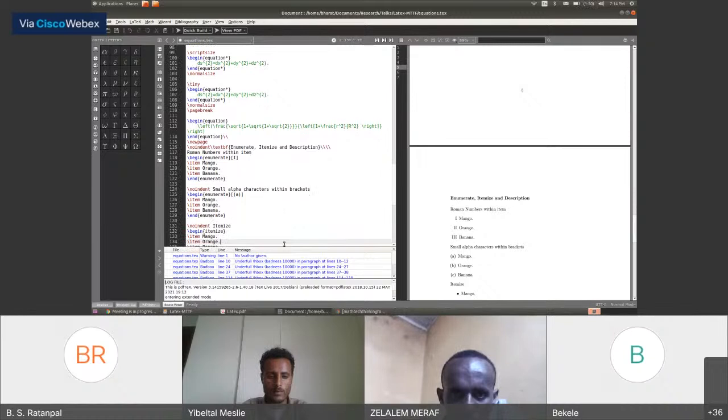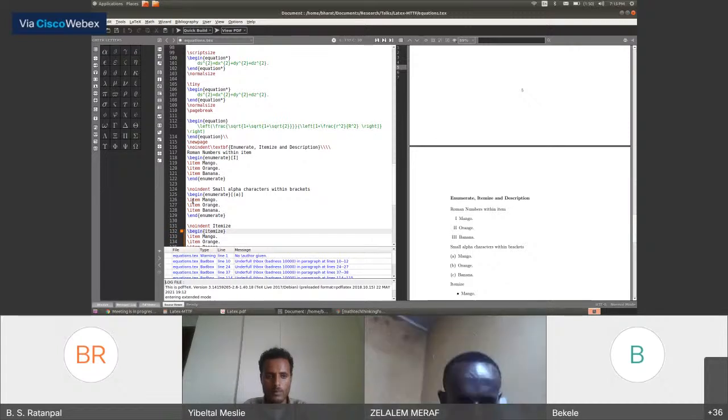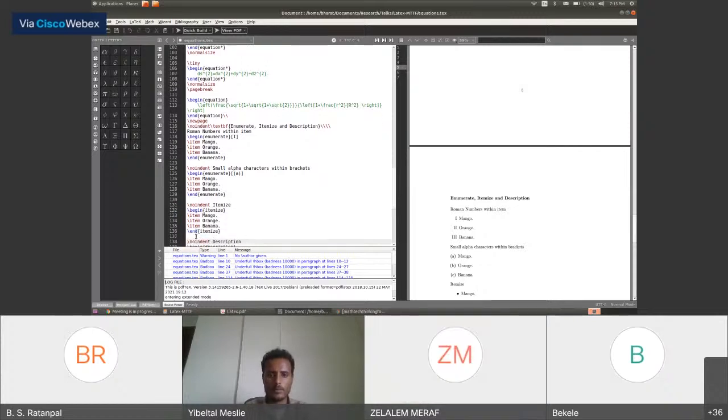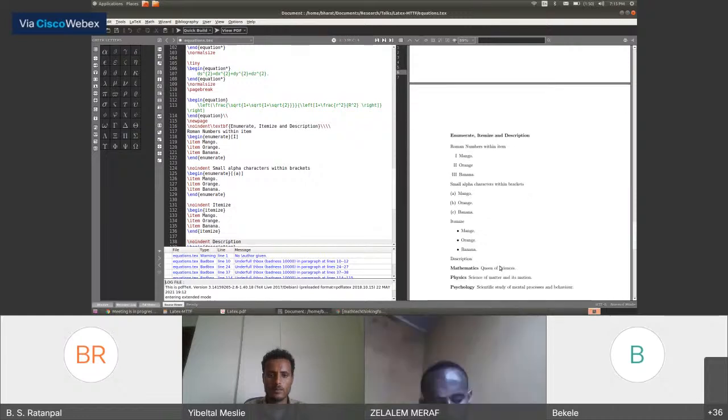The other is itemize. When we want to count, we use enumerate. Otherwise, we use itemize. In itemize also, the particular points we need to write by using the command slash item. So slash item mango, orange and banana. So here we have written mango, orange and banana. Apart from that, there is a description also.